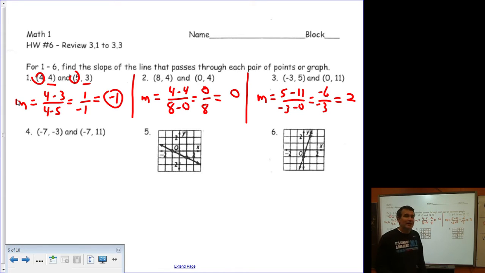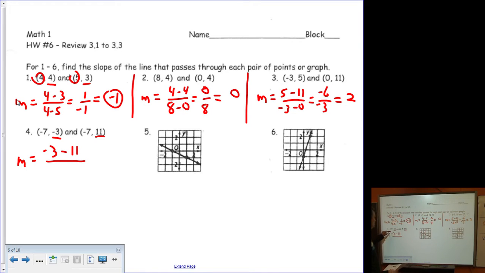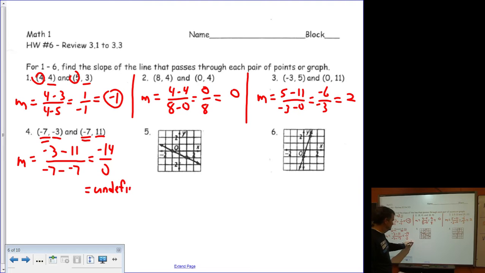Number 4, again, I'm going to use the slope formula, y minus y. That would be this minus this, negative 3 minus 11, over x minus x. That would be negative 7 minus negative 7. That gives me negative 14 over 0, which simplifies to undefined.